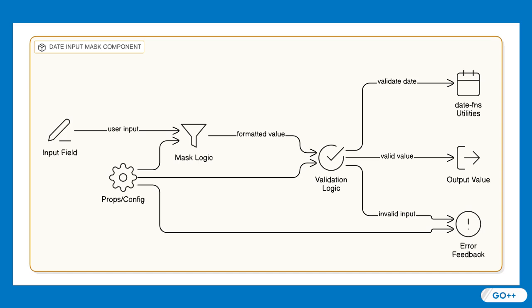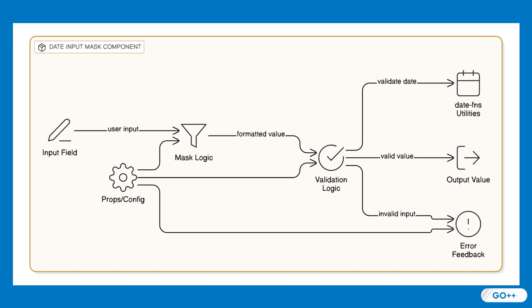Imagine trying to fill out a paper form where the date field is just a blank line. Some people write 12/05/2021, others write 05/12/2021, and a few just jot down yesterday. This ambiguity leads to confusion, mistakes, and often data entry errors. In digital forms, the same problem persists if we don't guide users.